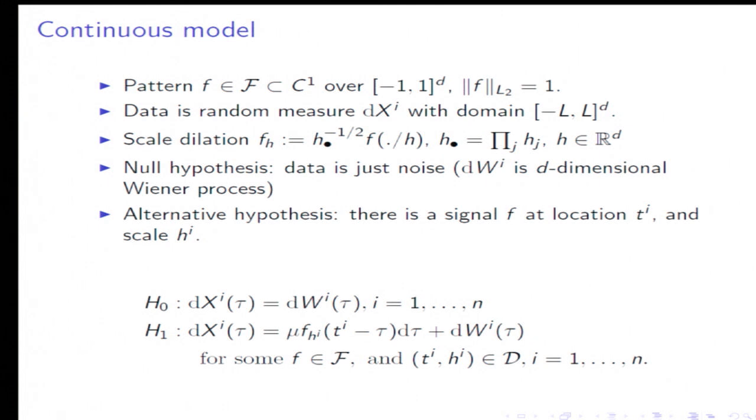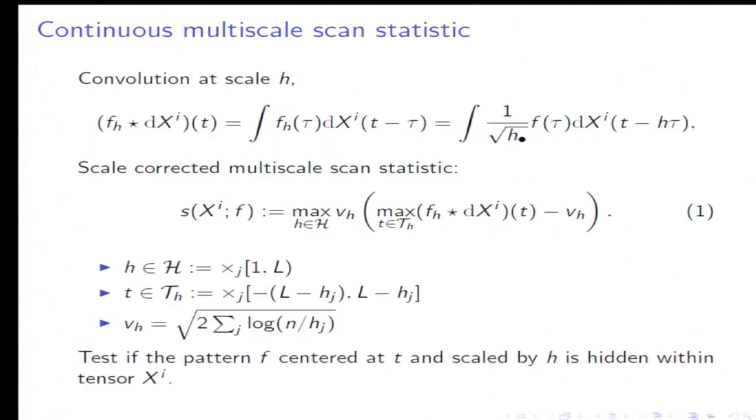Because we're doing detection, we ask the question: is the data only noise, or is there something actually going on? Is it business as usual, or do we see some signal f at some unknown location and unknown scale? More precisely, it's this additive noise model under the alternative. We're also going to assume that the noise is a d-dimensional Wiener process, and more generally we can do a sub-Gaussian version of it.